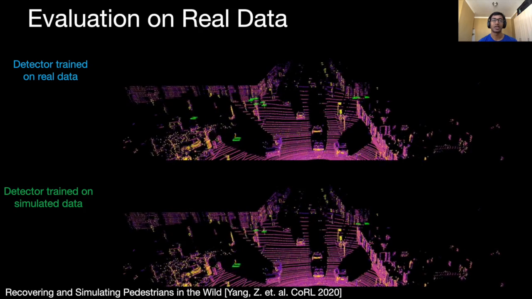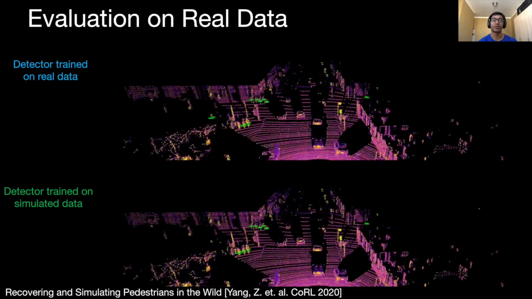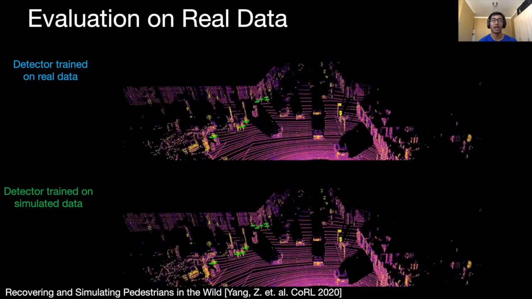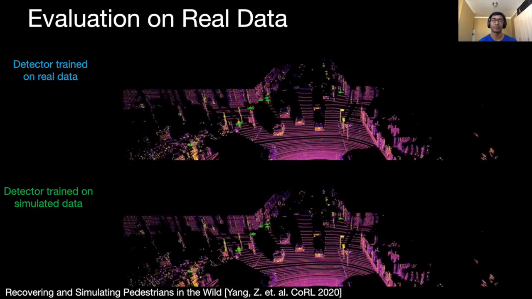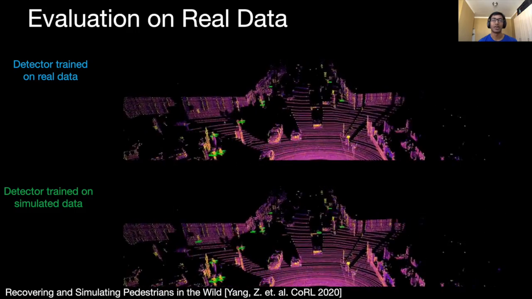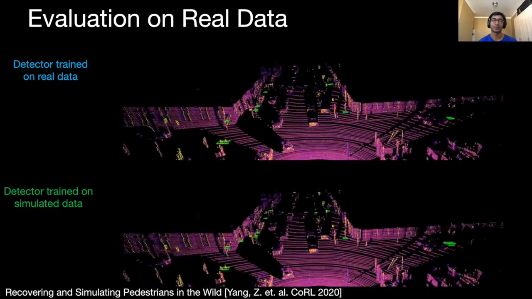Here we show detection results on real data for our perception algorithm trained only on real data on top, and only simulation data on the bottom. The detection results for both models match well.